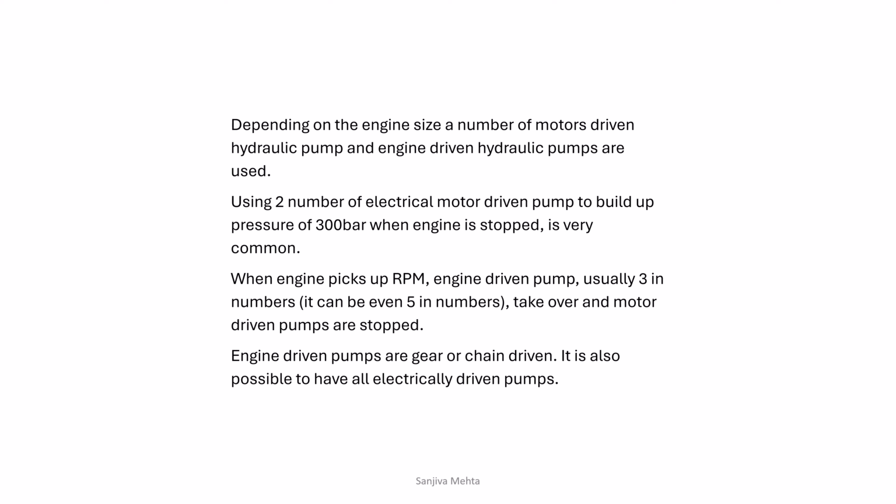When the engine picks up RPM, the engine driven pumps, usually three, it can be five also, take over and the motor driven pumps are stopped. Engine driven pumps are gear or chain driven. It is also possible to have all electrical pumps. For smaller engines, all electrically driven pumps are possible and are in fact used.